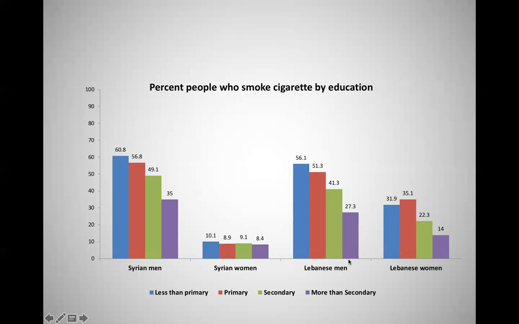Okay, so this is the data that you will look at. And this data shows you for Syrian men, this is the rate of smoking. The blue is the rate of smoking for men who have less than primary education. The purple color is the smoking rate of men in Syria who have more than secondary education. Okay, you see for men in Syria who have less than primary education, 60% of them smoke.